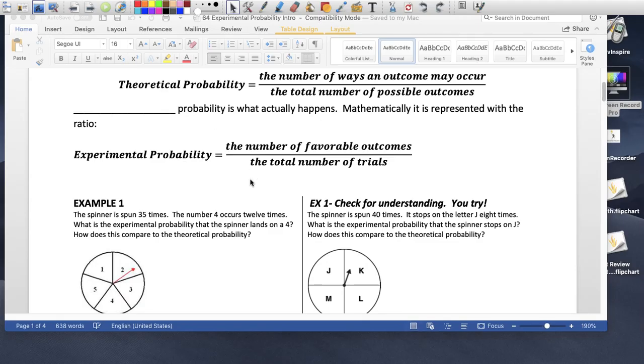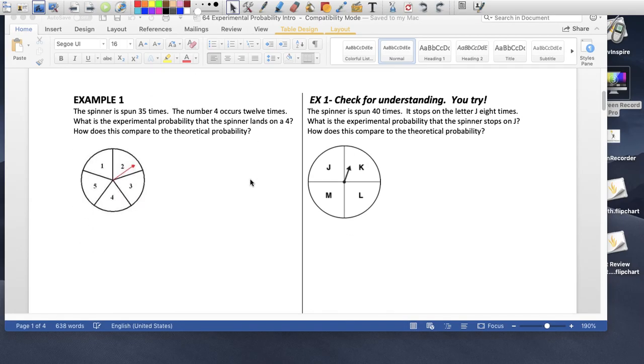Okay, so example 1. The spinner is spun 35 times. Number 4 occurs 12 times. What's the experimental probability that the spinner lands on 4? So we already spun this 35 times. And so the experimental probability of getting a 4, in our experiment, we did 35 trials. We spun this 35 times.